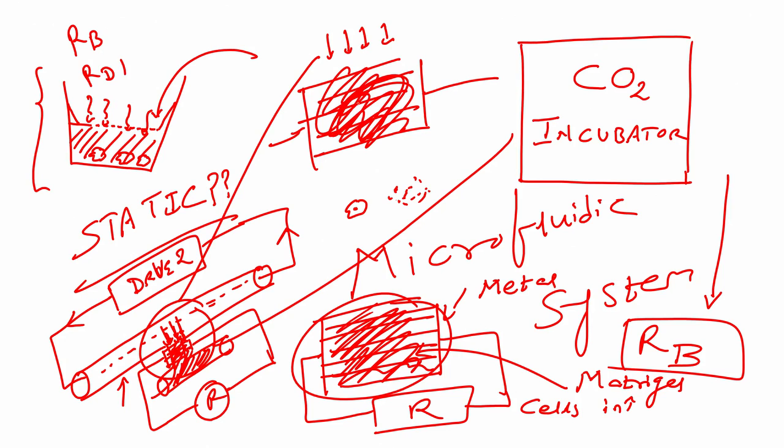And depending on the effectiveness of the drug, again the cells would lyse, and I will see a change in resistance RD2. This is from the second platform, you understand, okay. For each drug, we will use a separate platform.